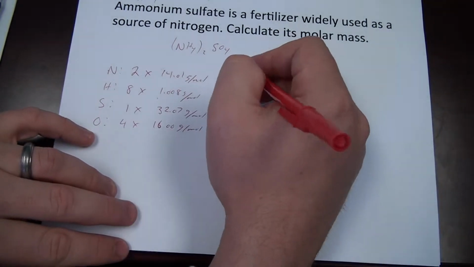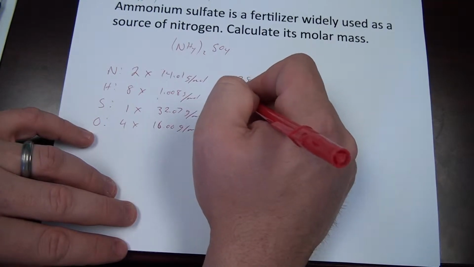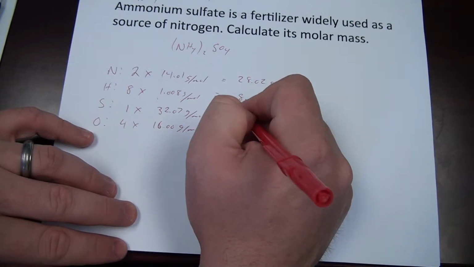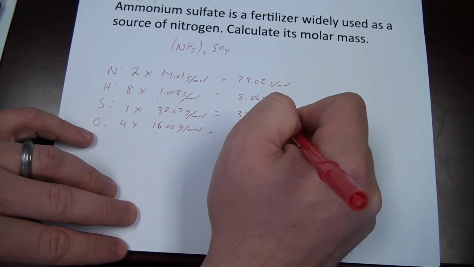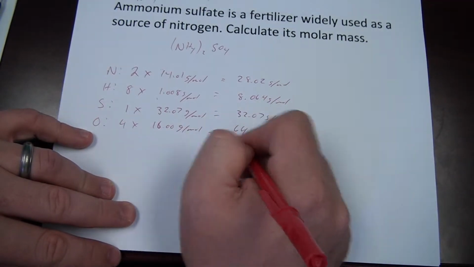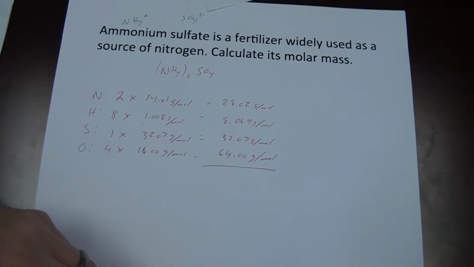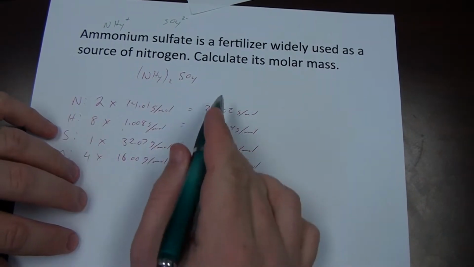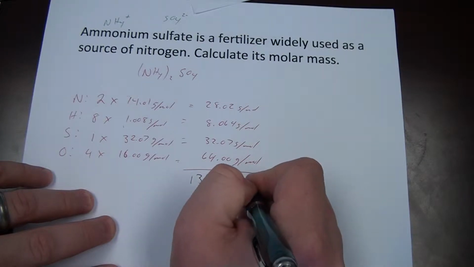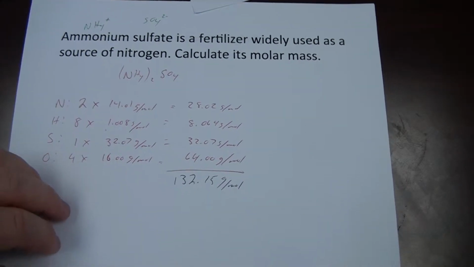We get 2 times 14.01 is 28.02 grams per mole from the nitrogen, 8.064 grams per mole from the hydrogen, 32.07 grams per mole from the sulfur, and 64.00 grams per mole from the oxygen. So for our final molar mass, we add all of those together, and we end up with 132.15 grams per mole as our molar mass of ammonium sulfate.